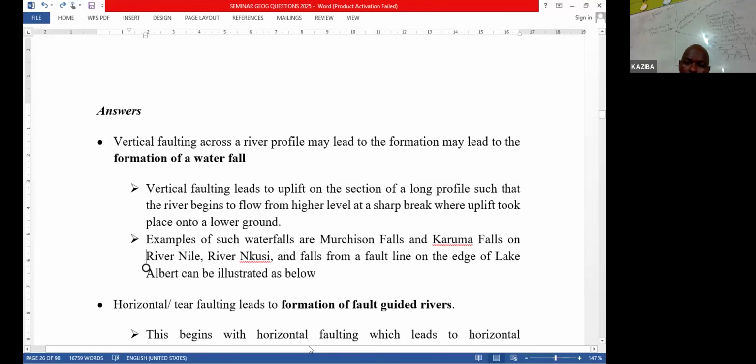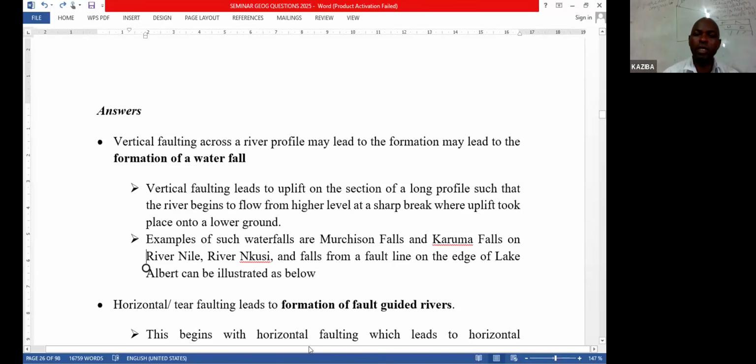It refers to the breaking, cracking, disintegration, and fracturing of rocks, as well as their displacement along the same line of weakness. So when you're done with that, you go to the origin of faulting.